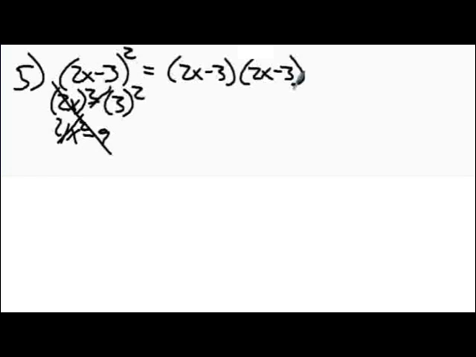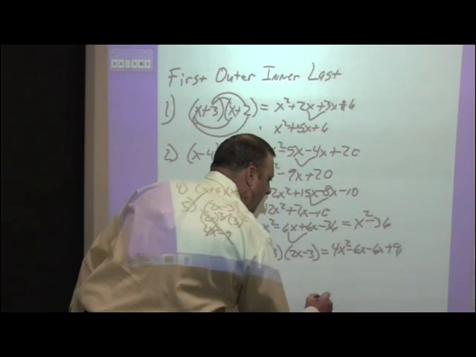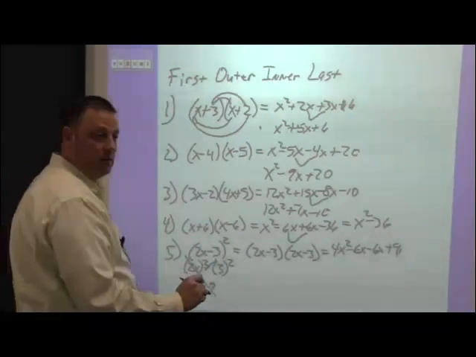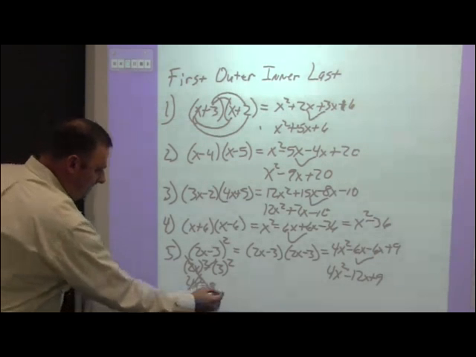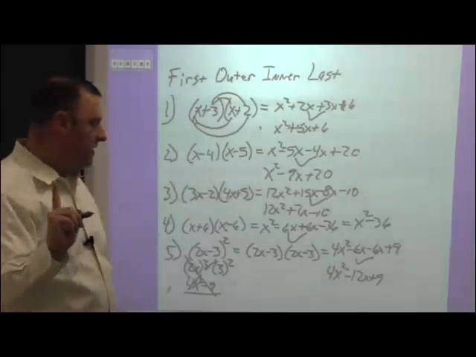Now it's a FOIL situation again. So let's FOIL. 2x times 2x, 4x squared. 2x times negative 3, that's negative 6x. Negative 3 times 2x, that's another negative 6x. And then negative 3 times negative 3, which is a positive 9. Combine the terms in the middle. Those don't cancel. You're going to get 4x squared minus 12x plus 9. That's not the same answer as if you distributed that power. So watch out for it.